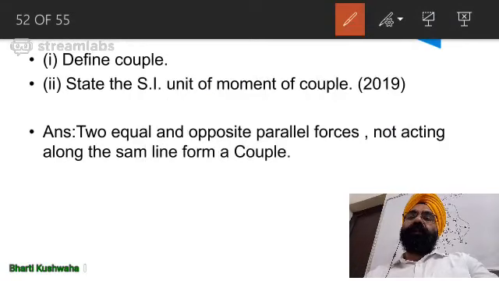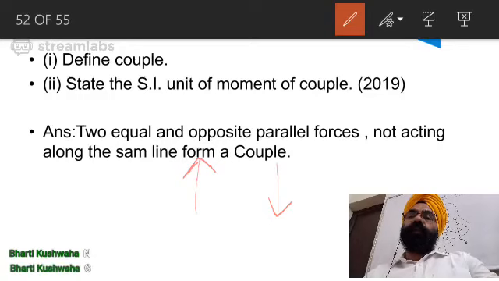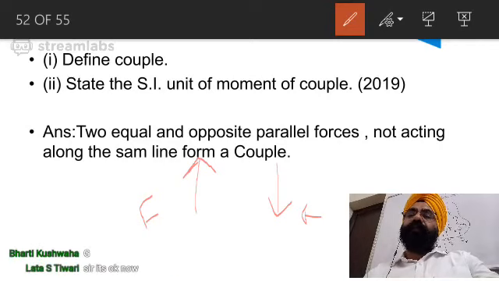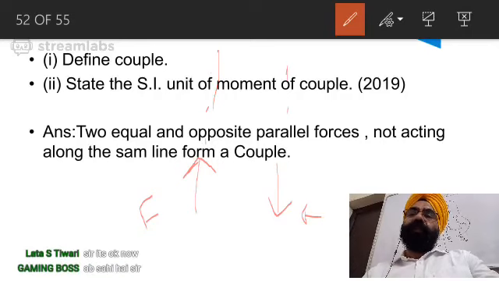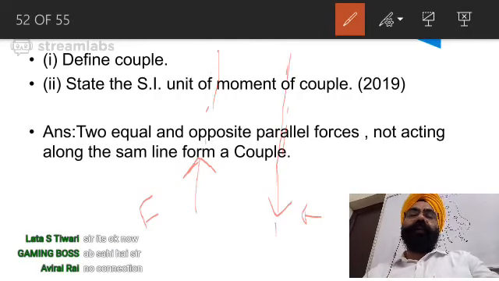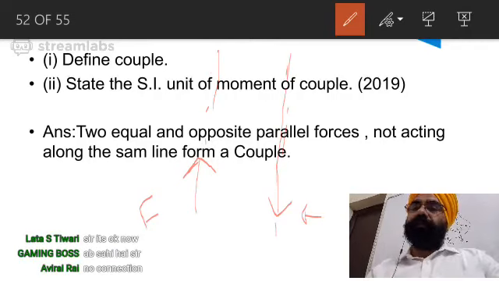They are not acting along the same line. If one force is acting this side, the other one is parallel, acting on the other side. So both of them are the same. If this is F newtons, this also is F newtons. So two equal forces, they are opposite. One is acting in that direction, the other is acting in this direction. They are parallel, and if this is the line of action of the first force, the other line is parallel. They are not acting on the same line. They form a couple.